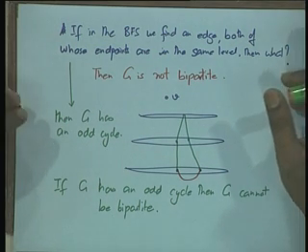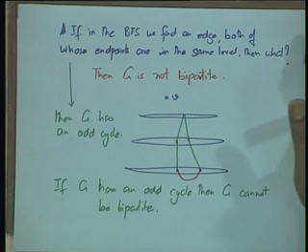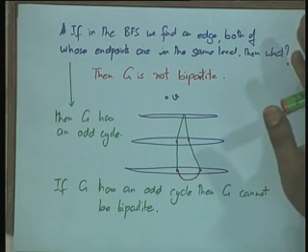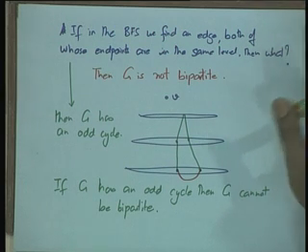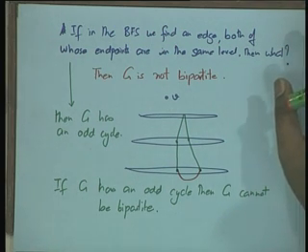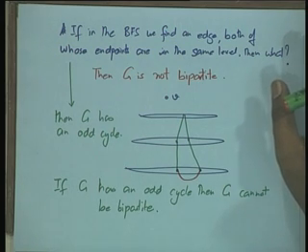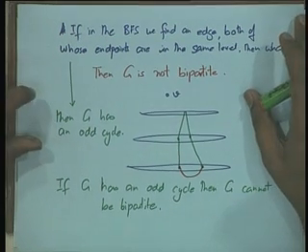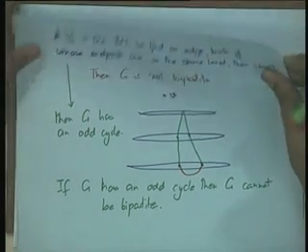So if the graph has an odd cycle, then it cannot be bipartite. If the graph has no odd cycle, then does it mean it's bipartite? If all cycles in the graph are even in length, then does that mean that the graph is bipartite? Huh? Does that mean you did not understand?